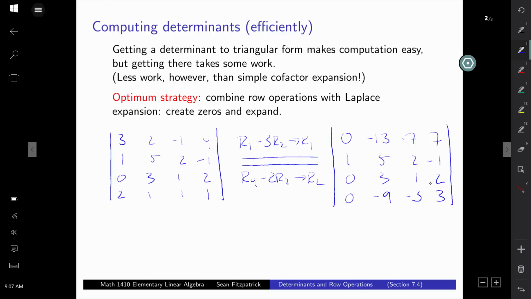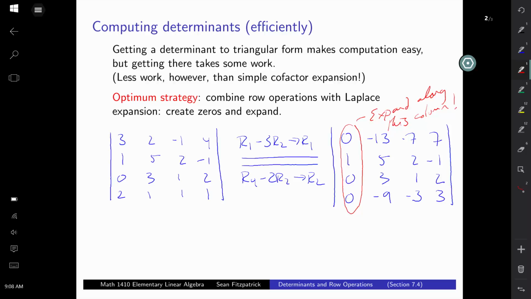Okay, so I get down to there, and then I say, oh, look at this nice first column. Okay, I want to expand. It's not very successful writing. I want to expand along this column, right? Because 3 of the 4 entries in that column are zeros. So I don't care that I'm in triangular form. I'm just going to expand along that column.